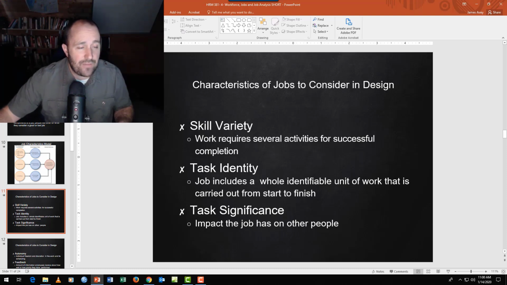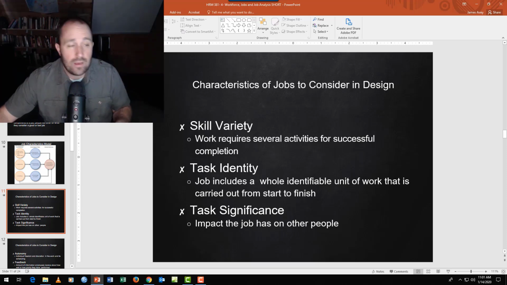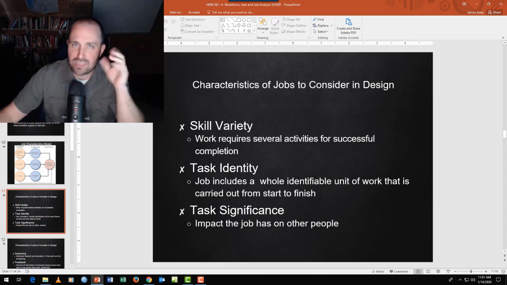Last one is task significance. Does it affect people? Does anybody actually know? Is anybody aware that it's even happening? To the extent that goes up, that's pretty cool. Task significance to me, to some extent, there's also like this public component.